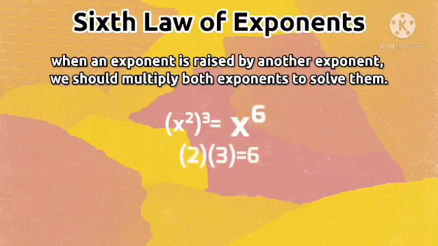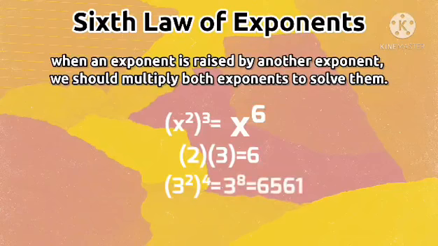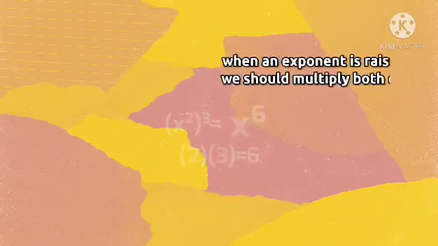Another example would be 3 to the power of 2, all to the power of 4, which is simplified to 3 to the power of 8, which can be simplified further into 6561.